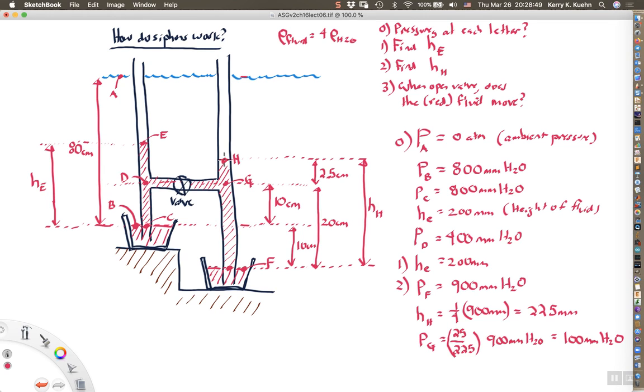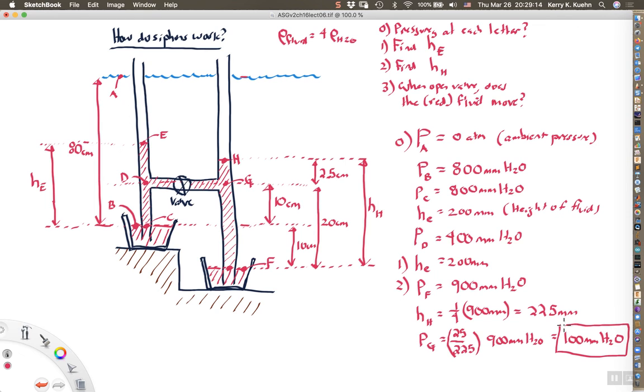It goes from 0 up to 25 over 225, because this whole thing is 225, that's 25 millimeters. 25 millimeters, 225 millimeters. So it's increasing by 25 225ths of 900 millimeters. So in other words, the pressure at point G was the pressure of 100 millimeters of water.